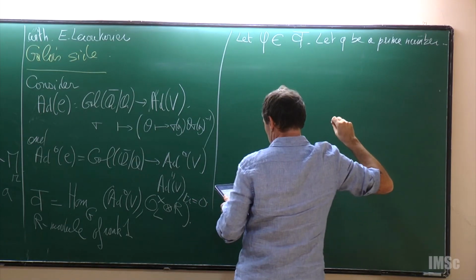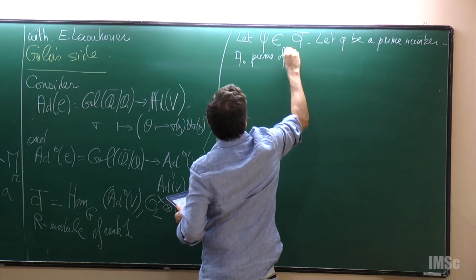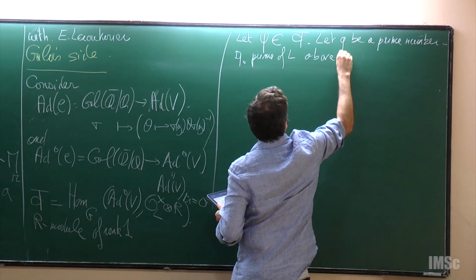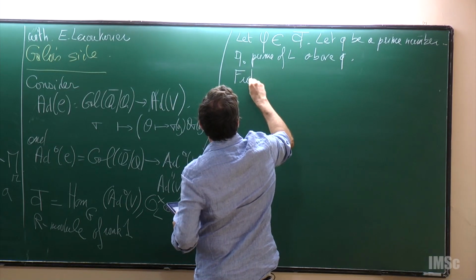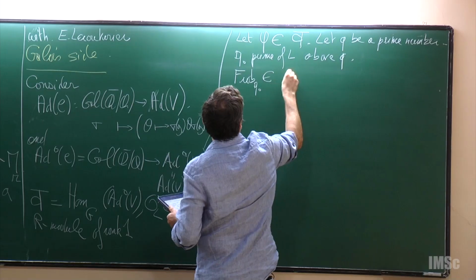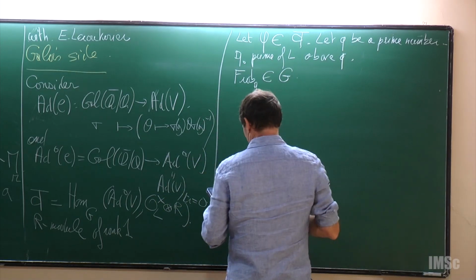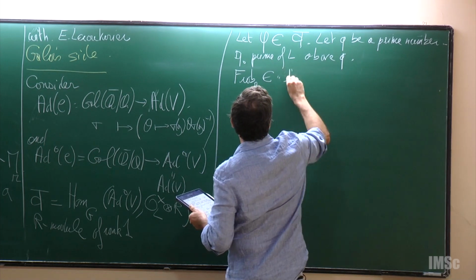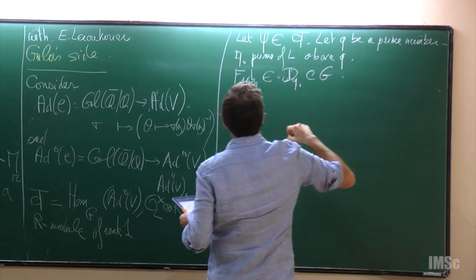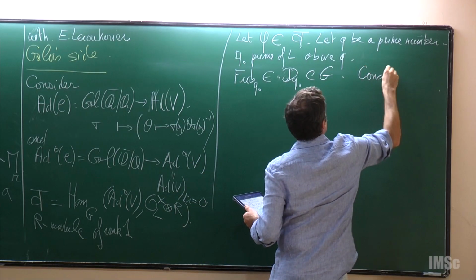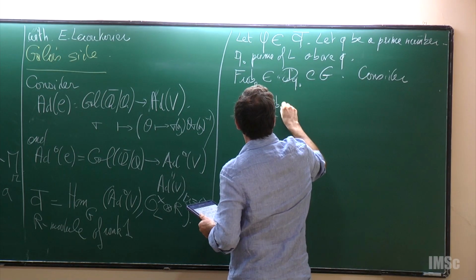Then choose Q0, a prime of L above Q. And then what do I need? Yes, there is a Frobenius at Q0, which is well defined, which belongs to G. And it belongs actually even to the decomposition group at Q0, contained in G. And then you can consider rho of the Frobenius at Q0.